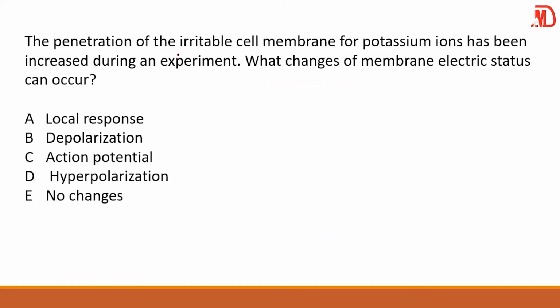Good. Now, the penetration of the irritable cell membrane for potassium ions. Potassium is needed because it helps in polarization, right? Normal potassium helps in depolarization in the membranes. Now they are saying that there is an influx, meaning there's an increased amount of potassium. What does it mean? It means there will be hyperpolarization, because there's too much of it. So here we are thinking of hyperpolarization. So here your answer is D.